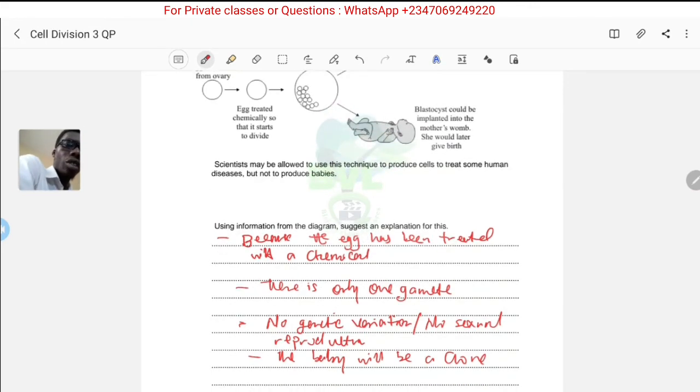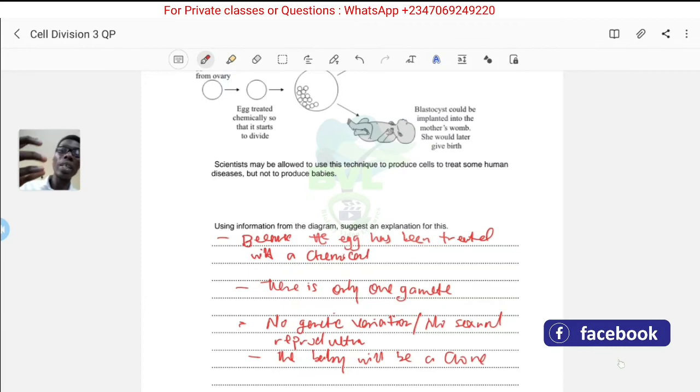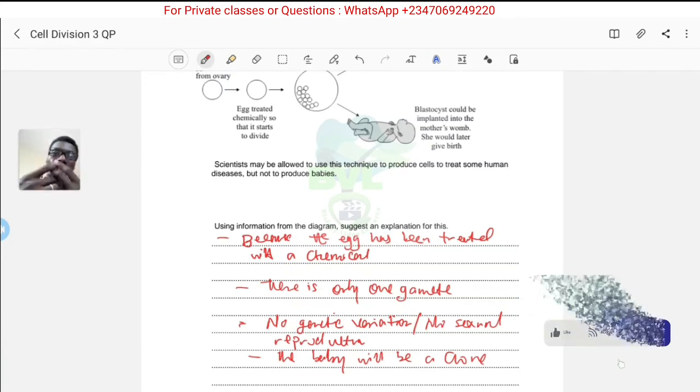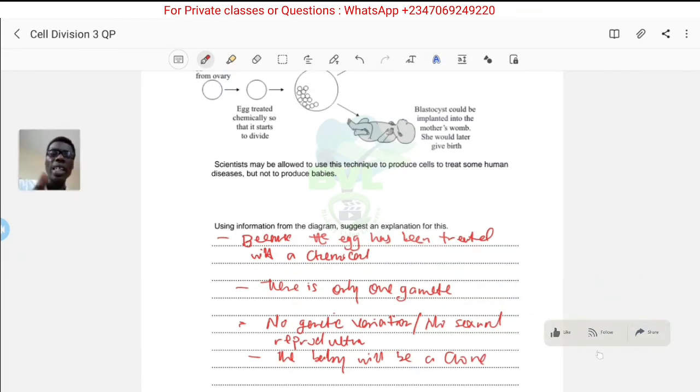So because the egg has been treated, we don't want that. There's only one gamete, so no sperm cell. When there's no sperm cell, there's going to be no genetic variation, no sexual reproduction, because it's meant to be two different cells forming the baby. So this baby, if it is formed, is going to have no variation. It's going to have only the features of the female alone, from one gamete. All right.